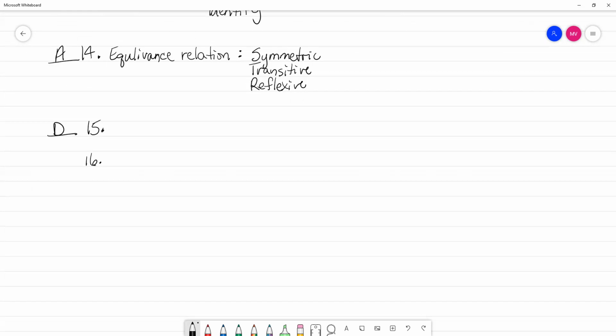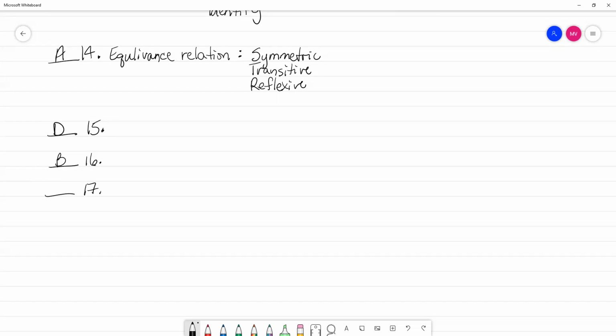Number 16 says if M is the midpoint of XY, then XM is congruent to MY. That's the definition of a midpoint. The midpoint tells you that if that point is a midpoint, the 2 line segments created by it are equal or congruent.